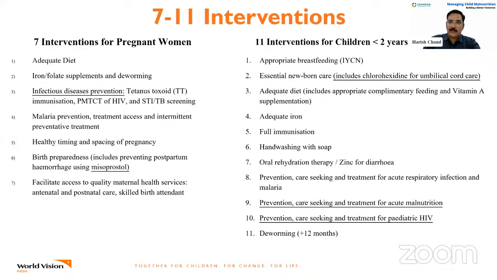The 11 interventions include the IYCN practices, essential newborn care practices, adequate iron, full immunization, and many other things. So there is a list of interventions which we promote when the child is born. But during the pregnancy, there are the 7 essential nutrition interventions that we do, and these interventions ensure that the mother is healthy and will give birth to a healthy child. That is why these interventions are important. Next slide, please.